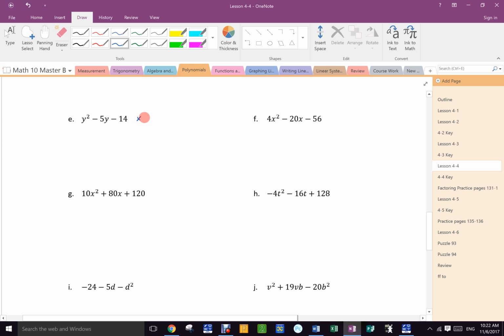So I need to multiply to what? Negative 14. And add to what? Minus 5. Is it 1 and 14? No. Is it 2 and 7? How do 2 and 7 get me to negative 5? Negative 7 and positive 2, yes? So it must be y minus 7 and y plus 2.